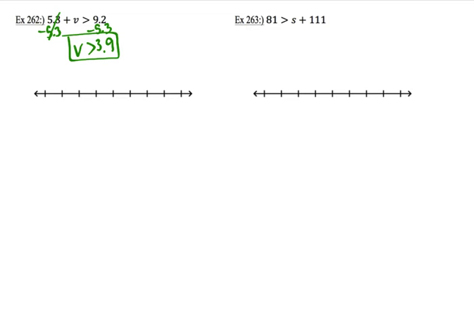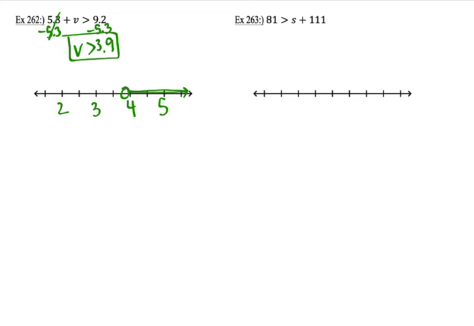Now 3.9 is between 3 and 4. I'm going to go ahead and count by halves, but only label every other one. 3.9 is going to be really close to 4. It is not included. I probably could have put it a little closer to 4. Okay. And it says v is greater than. Greater than would be bigger numbers, so we're going to draw the arrow towards larger numbers.